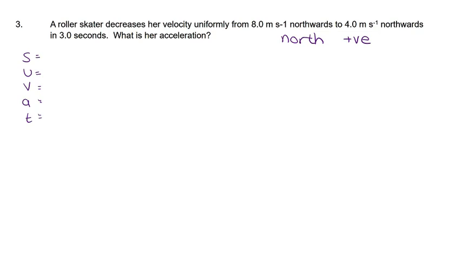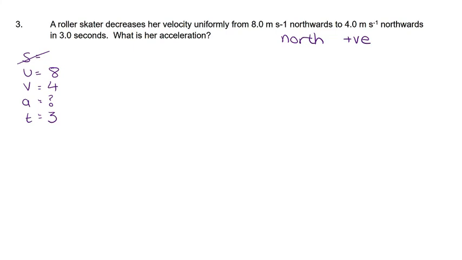Okay, and then we fill in what we can. So we're decreasing the velocity from 8 meters per second. So originally we were going at 8 meters per second, positive because it's north. And our final velocity was 4 meters per second. So that's V. And we did that in 3 seconds. So that's T. What is her acceleration? So there is my unknown. Okay, so to do these, you need to know 3 things and you're looking for the other thing, right? So we're not interested in S at all.